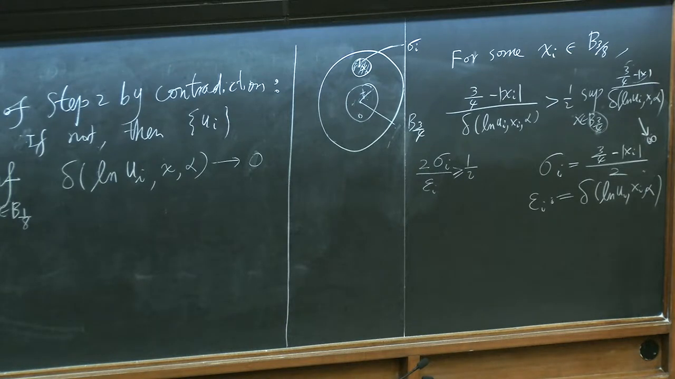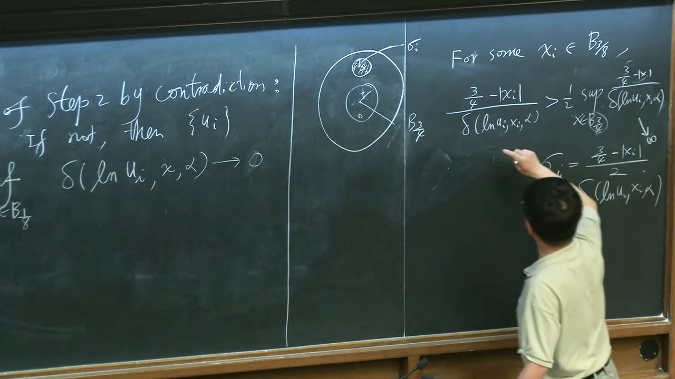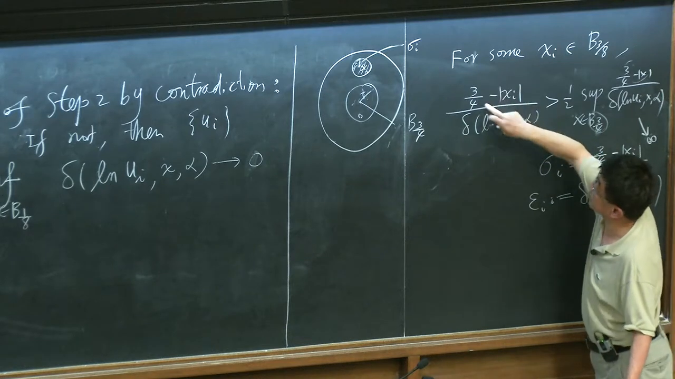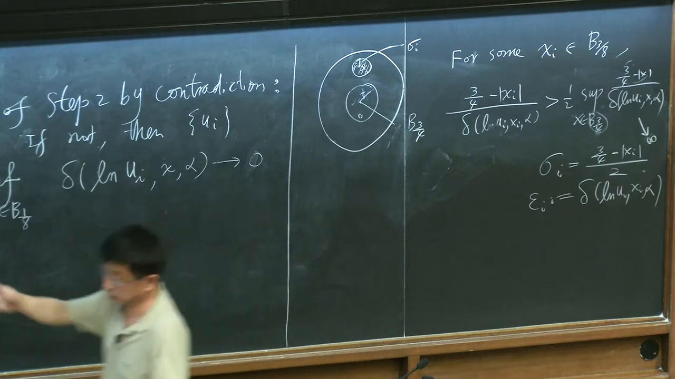This is bigger than... I want this to go to... what do I want? I want this, sure, this goes to... so this is epsilon I, so this is small, so certainly this goes to 0. So that's very clear.